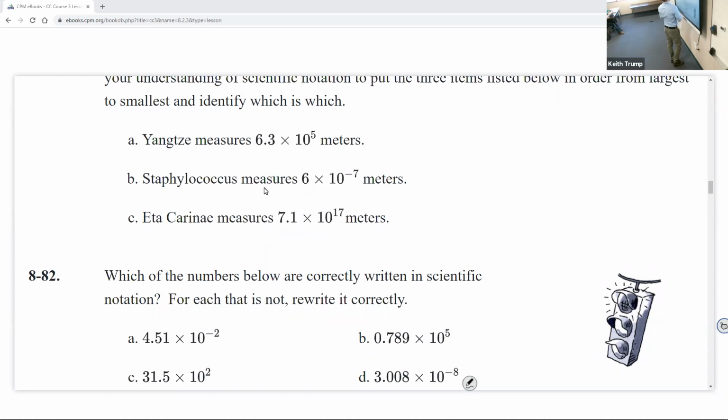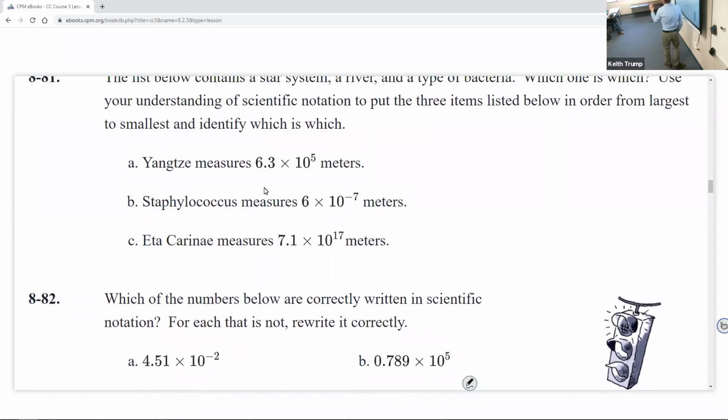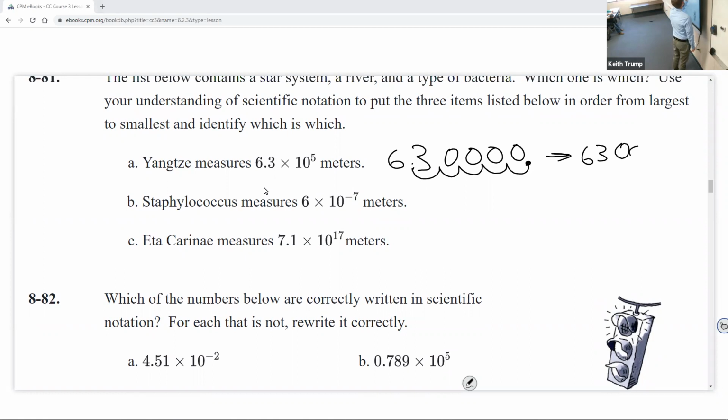So let's just write each of these. All three of these numbers are in scientific notation, but we're going to write all three of them in standard form, which means with all of their zeros, okay? So 6.3 times 10 to the fifth means I take my decimal point and I move it to the right 5 places. 1, 2, 3, 4, 5. And then there's the decimal's new location. I fill in the spaces with zeros. And so now my number is 6, 3, and then 4 zeros. All right, that's going to be 630,000 meters. That's how long that river is.